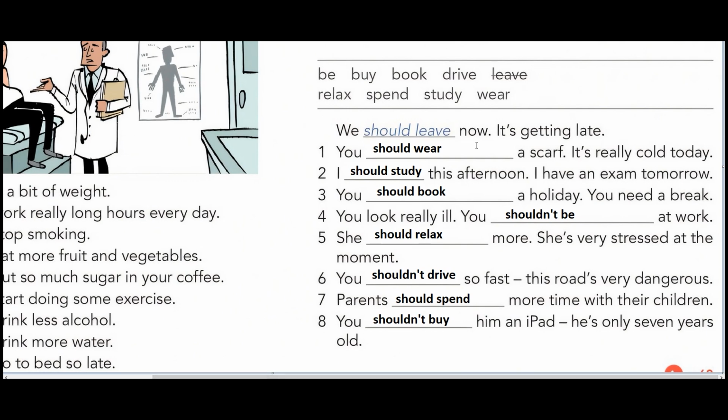We should leave now. It's getting late. You should wear a scarf. It's really cold today. I should study this afternoon. I have an exam tomorrow. You should book a holiday. You need a break.